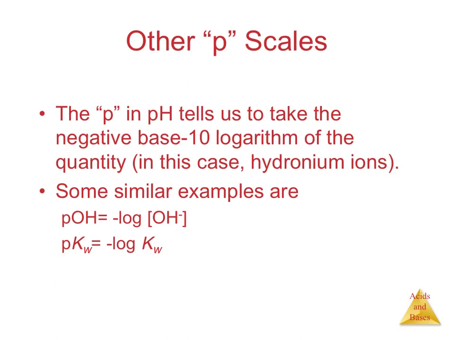So this P in pH just tells us to take the negative log. There's nothing special about it. Think of it as a function. When I see P in front of something, I take the negative log of it. So I could take the pOH, I could take the pKw, and both of those just mean the negative log of it. I could P anything, mathematically speaking.